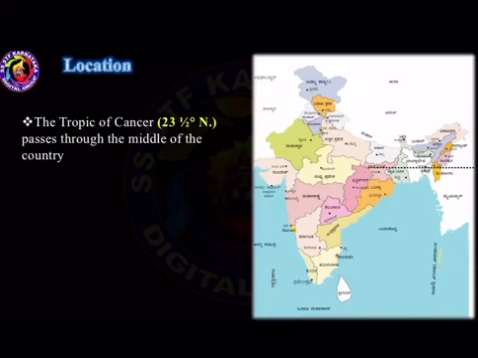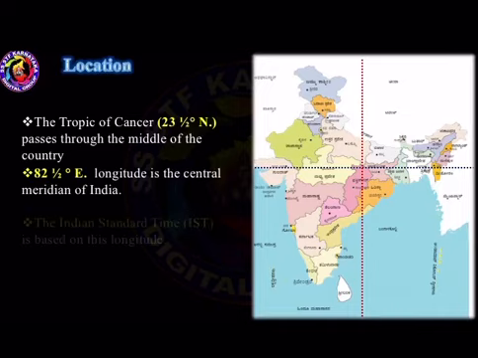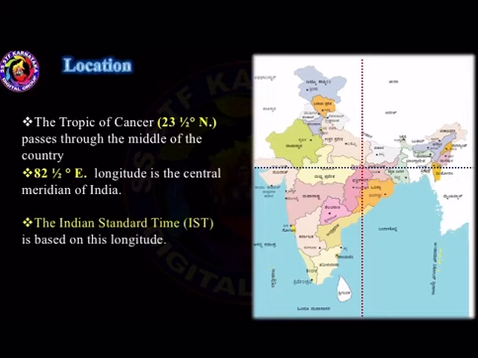Then comes the Tropic of Cancer, which is 23.5 degree north and passes through the middle of the country. Now this line approximately divides India into two equal halves. Then we have the 82.5 degree east longitude, which is the central meridian of our country. From this line, the Indian Standard Time is taken. This is selected in such a way that it also divides India into two equal halves.